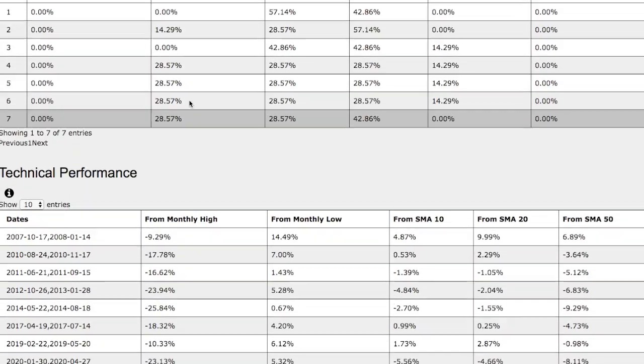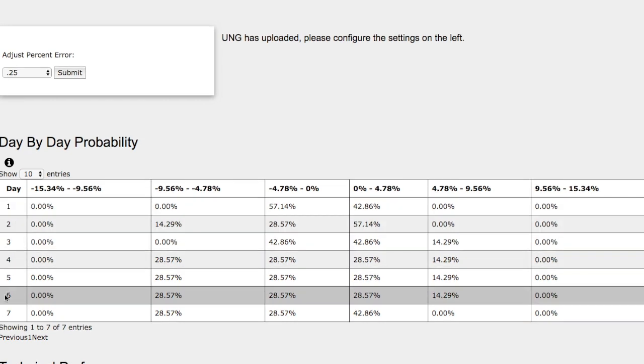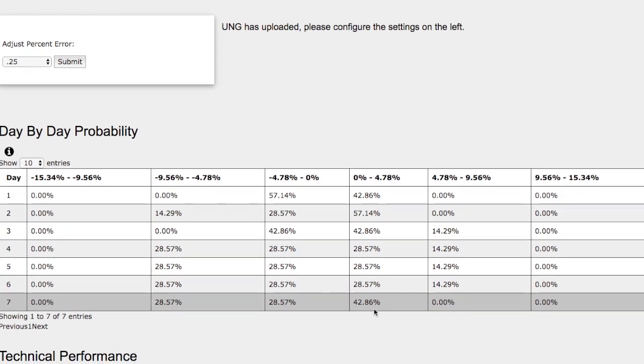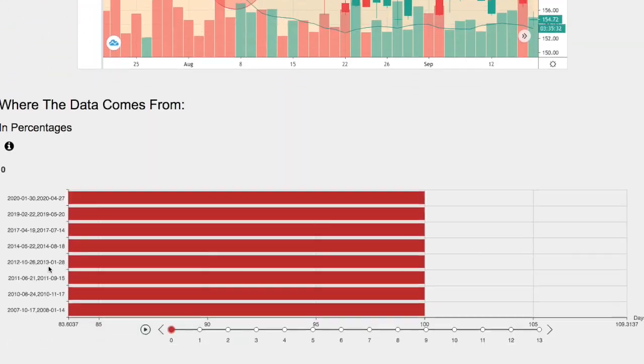So let's head back to the day-by-day probability model. Again, this model is now available in the link below, so do check it out. So as the days progress to the 7th day, we have a 43% chance for natural gas to climb higher between 0 and 5%. On the other hand, we have a 29% chance for natural gas to fall between 0 and negative 5%. And on the extreme case, we have a 29% chance for natural gas to fall between negative 5% to negative 10%.